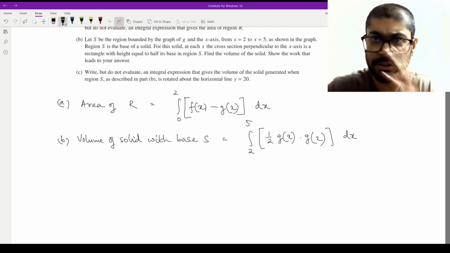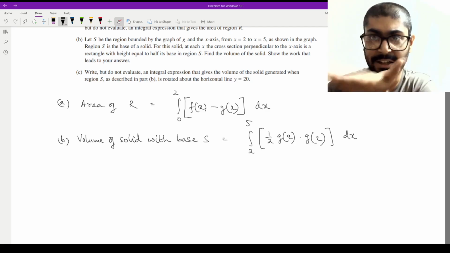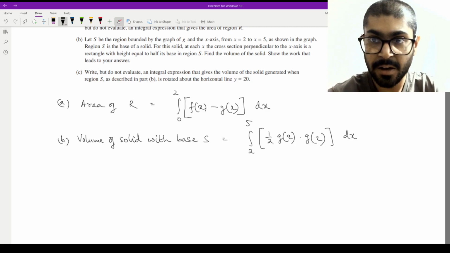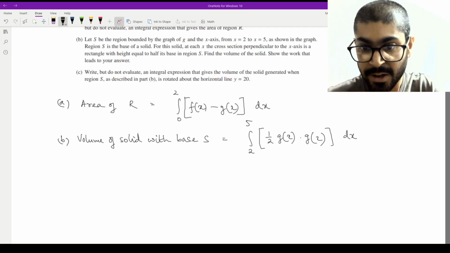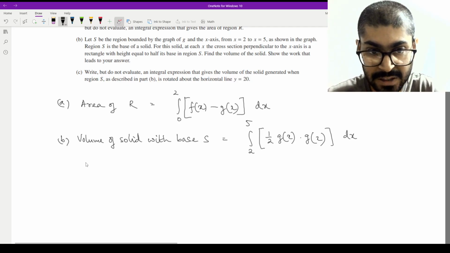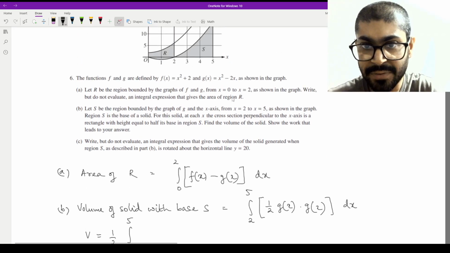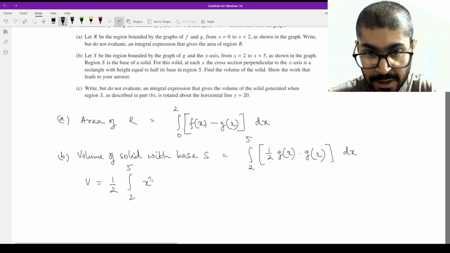So there are always two ways of calculating area. You can either take the cross section and go up, or you can take the vertical cross section and go sideways. I hope you appreciated this point. Alright, next. So this is V equal to, just calculate this, right? So half can be taken out and we would have the integral from 2 to 5 of g(x) whole square. g(x) is given to be x square minus 2x, right? So (x square minus 2x) whole square dx.